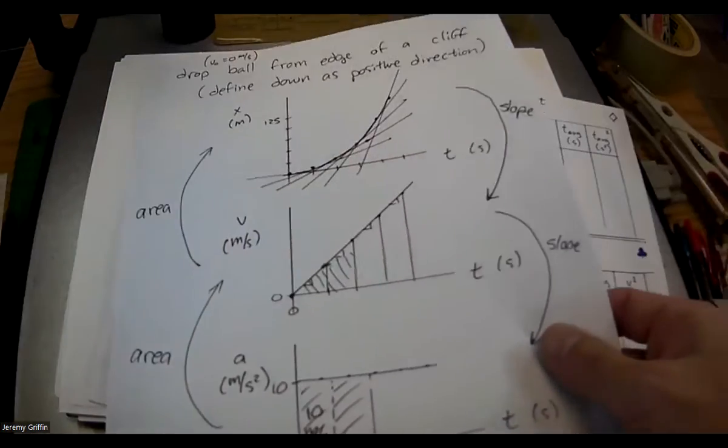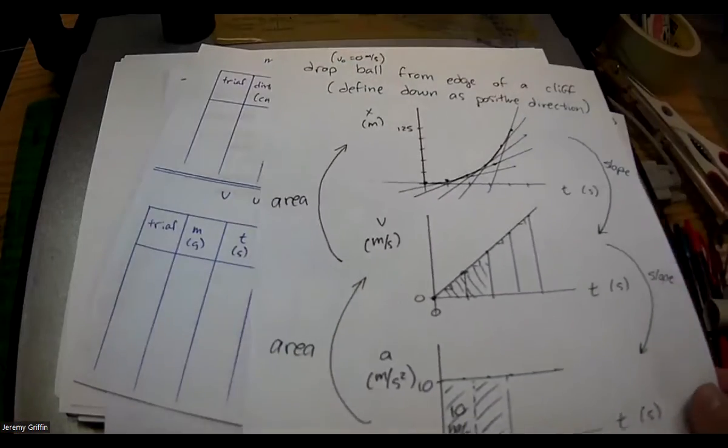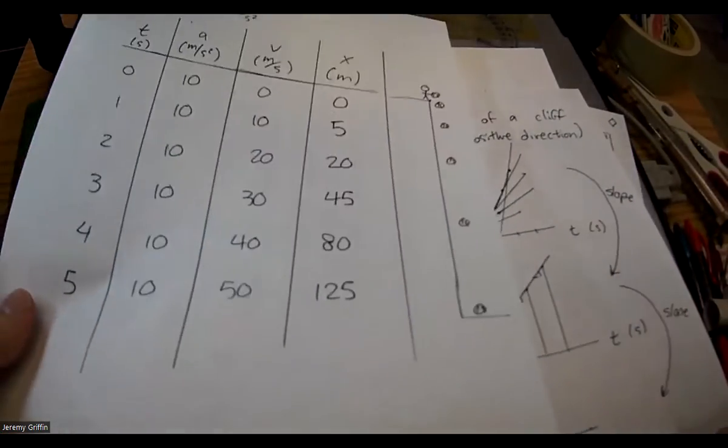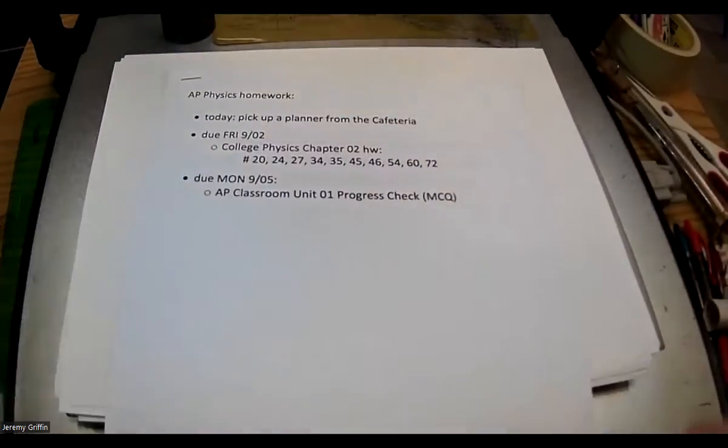So yesterday, the last one we did was, well, you just drop a ball from the edge of a cliff. We got this table of values for dropping a ball, and then these corresponding graphs. Okay. Now let's get to where we're throwing balls around.